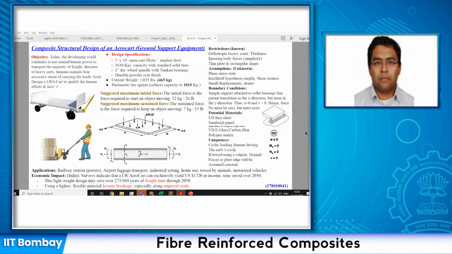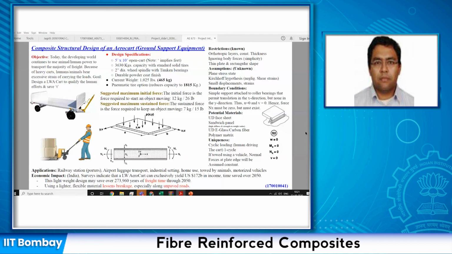Okay, so good morning everybody. Today I'm presenting a composite structural design of an aero cart, which will be mostly useful in the airport area. But that cart is very general, so by making some design modifications, it can be used in a variety of conditions. So the objective of this project is to design a lightweight aero cart to reduce the human effort and to save time, because it is made up of composites, unlike the other hand-driven carts which are quite heavy and use metal wheels. So the design specifications are as mentioned.